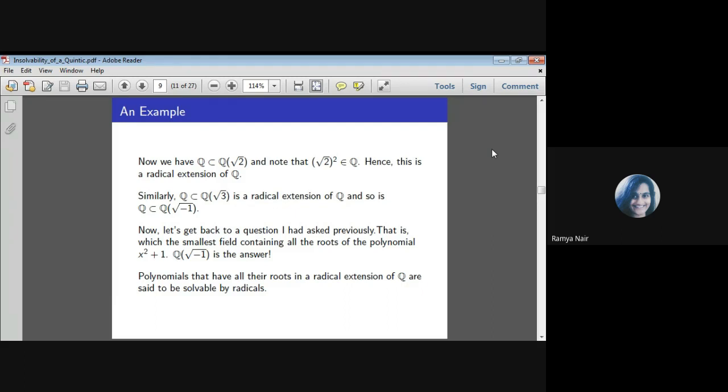Similarly, you can adjoin the square root of another number, for instance 3. So Q contained in Q adjoined square root of 3 is also a radical extension. And so is this field extension where you have Q adjoined i. Square root of minus 1 is the complex number i. So we can construct the field Q of i, where you are adjoining i to Q.